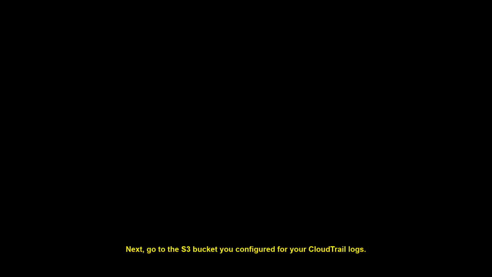Next, go to the S3 bucket you configured for your CloudTrail logs. Set the appropriate permissions by editing the bucket policy to allow access to your CloudTrail service. To validate that your trail is working, perform some actions in your AWS account that will generate logs.